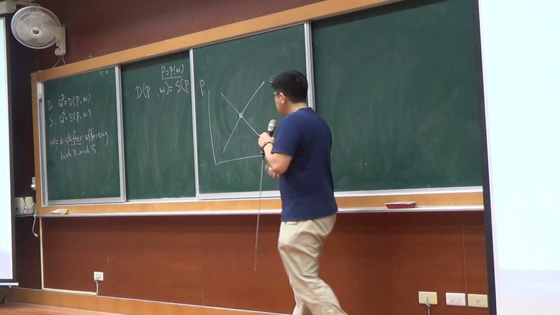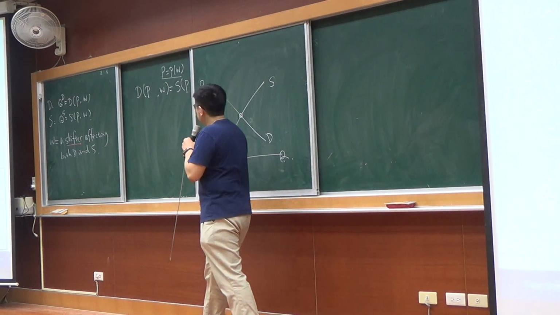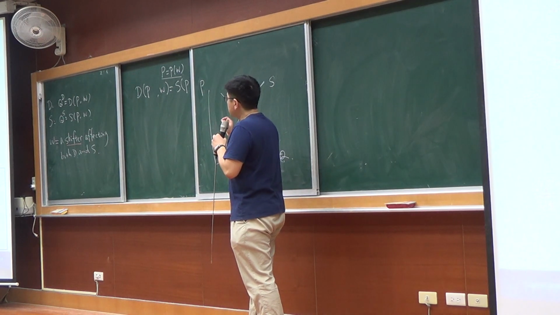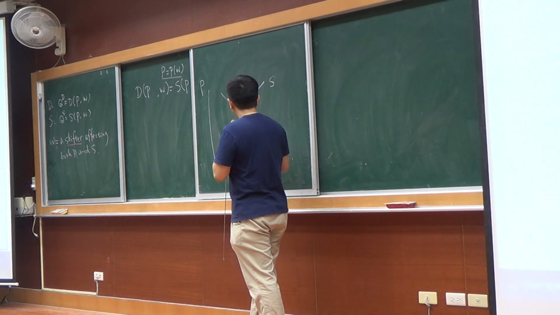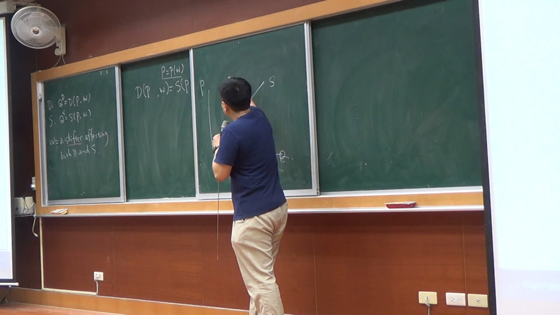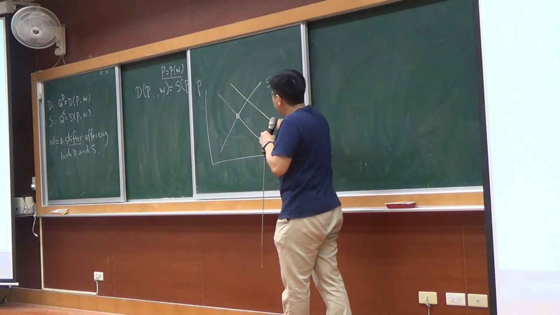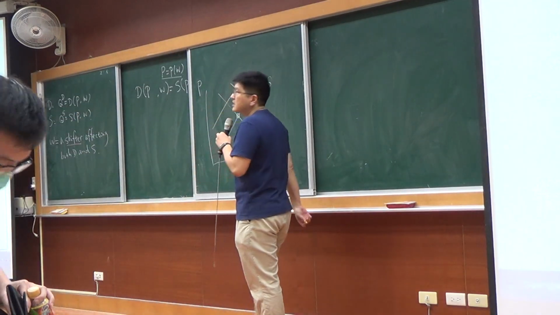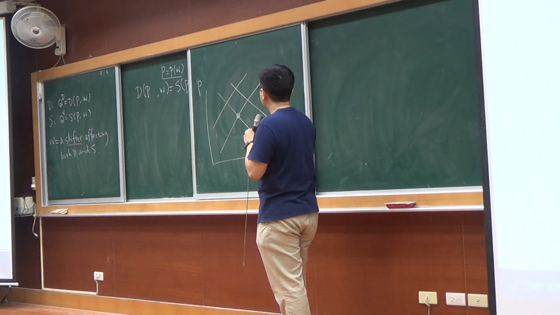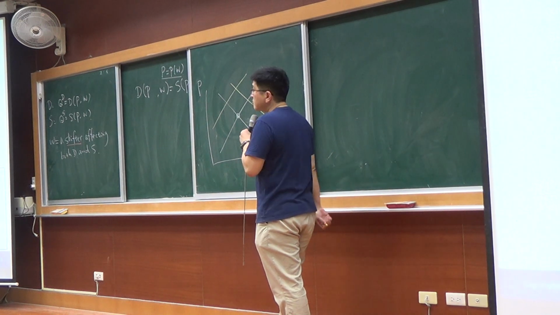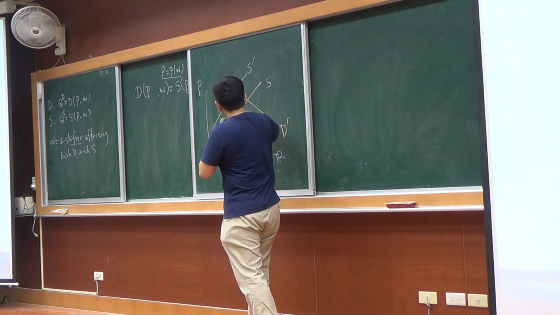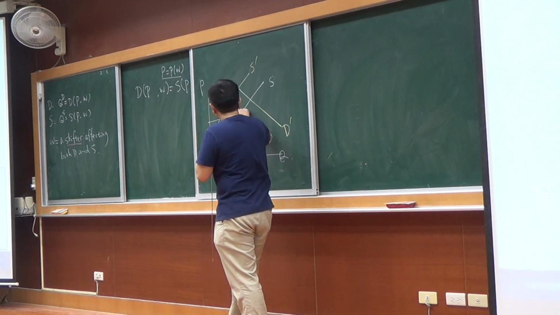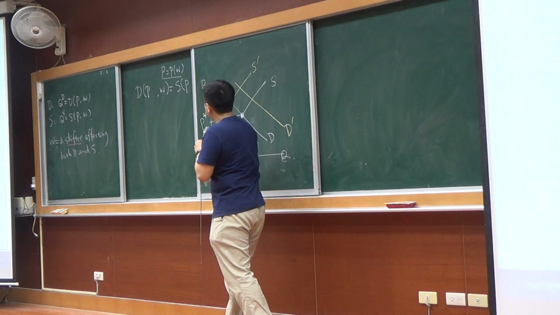Now we have a change in W, assuming that the change in W makes the demand shift to the right and also makes the supply shift to the left. So this is the new demand and this is the new supply. And the initial equilibrium price is at P star.